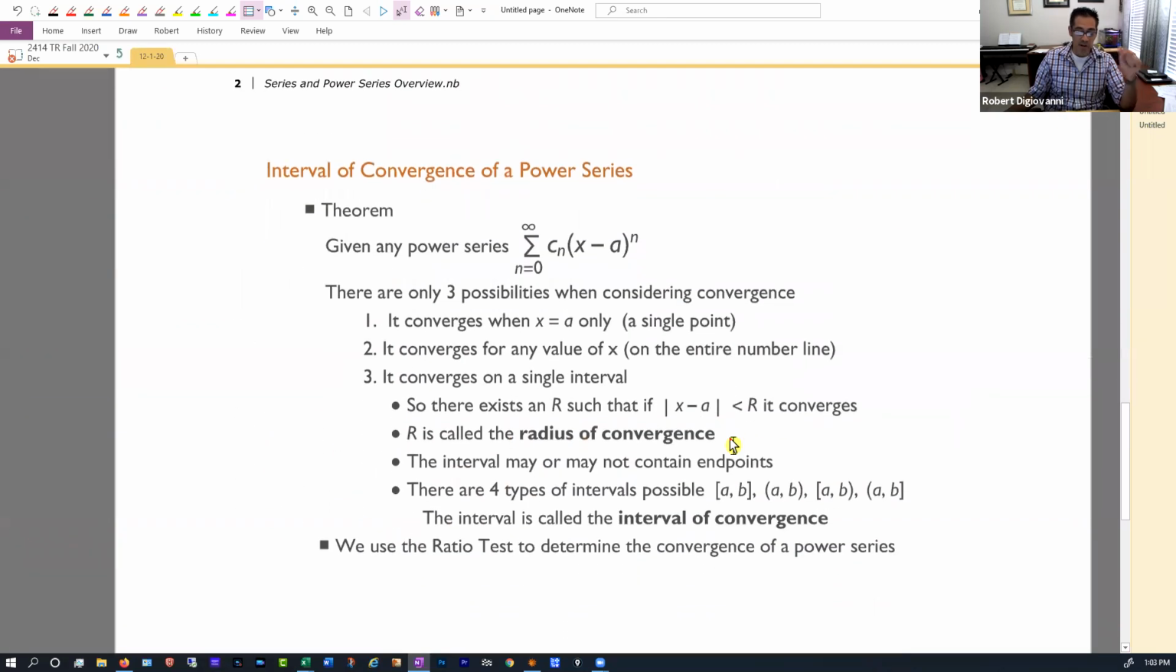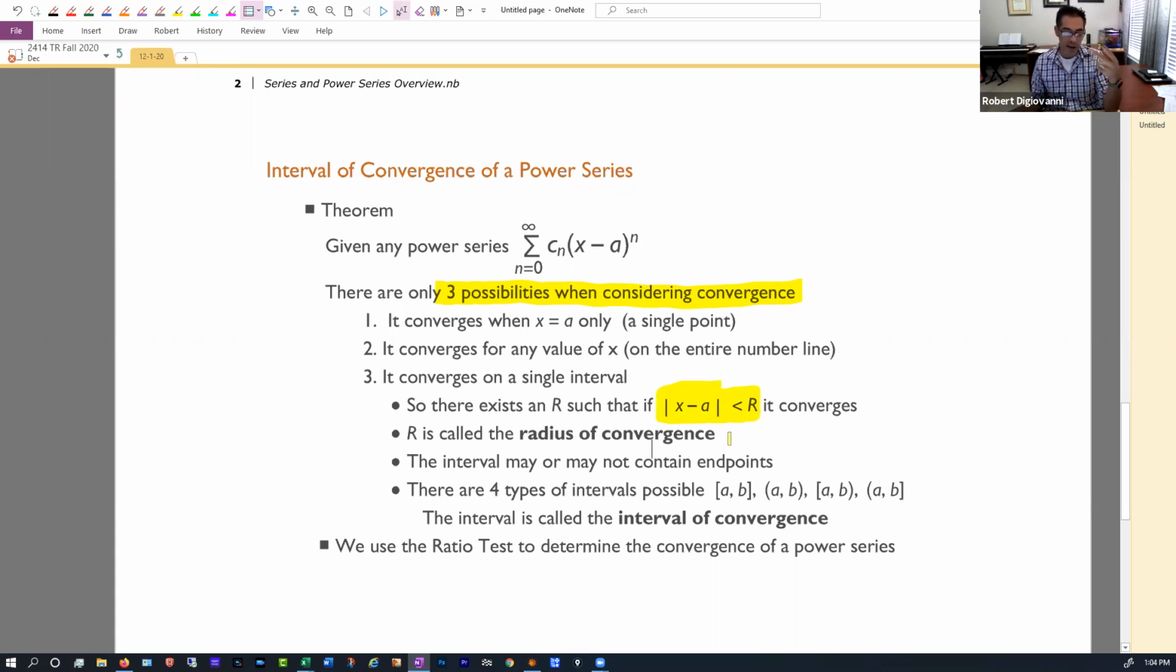And I also showed you that when it comes to any power series, there are only 3 possible outcomes when we're talking about convergence. It's either going to converge at a single point, x equals a, or it's going to converge for any value of x, which means it converges on the entire number line, or it's going to converge on an interval. Those are the only 3 possibilities. And if it's an interval, then when we set up the ratio test, we're going to get an inequality that looks something like this. And the capital R here is referred to as the radius of convergence.